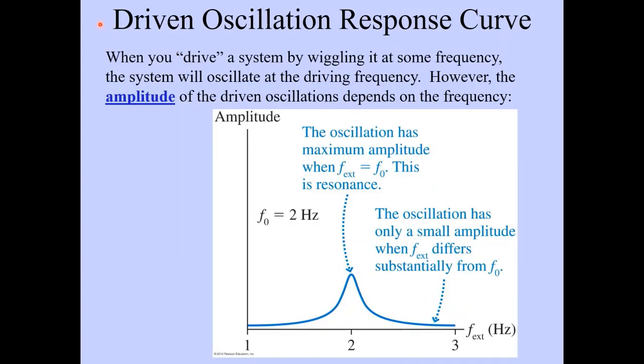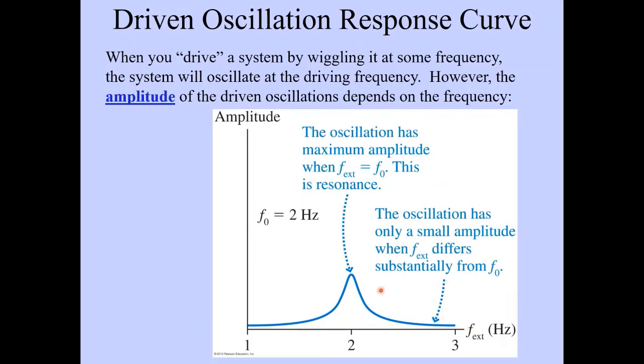So let's now take a look at the response curve of a system to different driving frequencies. When you drive a system by wiggling it at some frequency, the system will oscillate at the driving frequency. However, the amplitude of the driven oscillations depends on the frequency. So take a look at this graph here. This is showing the amplitude, meaning how much the system actually oscillates, the distance that it oscillates. And we're going to plot this versus the driving frequency, F external, down here in hertz.